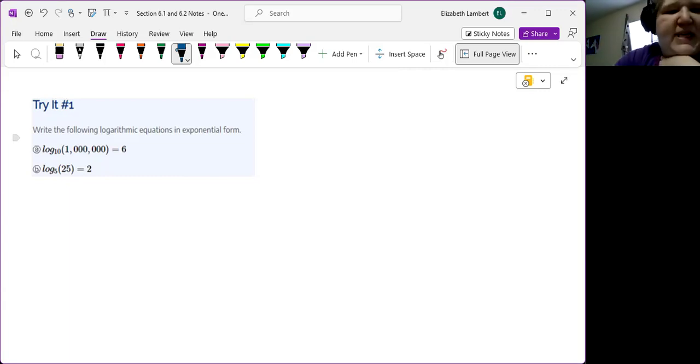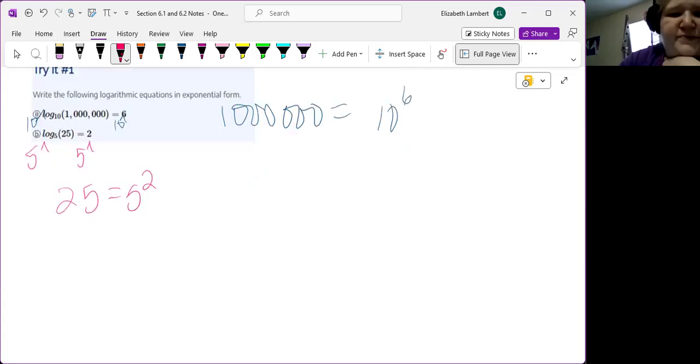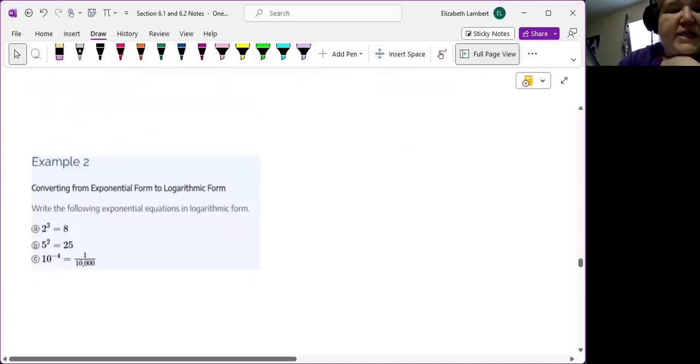So log base 10 of 1,000,000 equals 6. Canceling out log base 10 with 10 to the, we get 1,000,000 is 10 to the 6th. Log base 5 of 25, 5 to the, 25 equals 5 squared. I just put a whole lot of these here for practice.